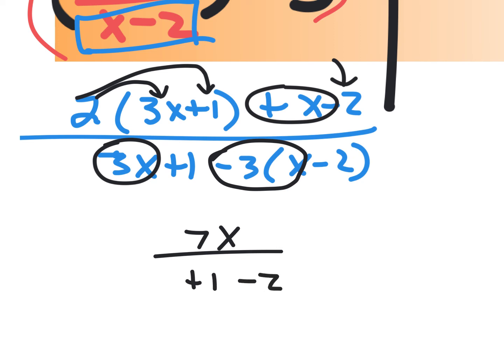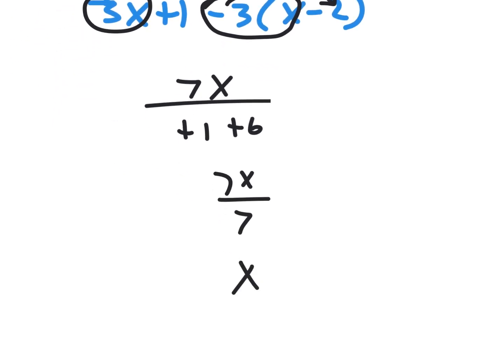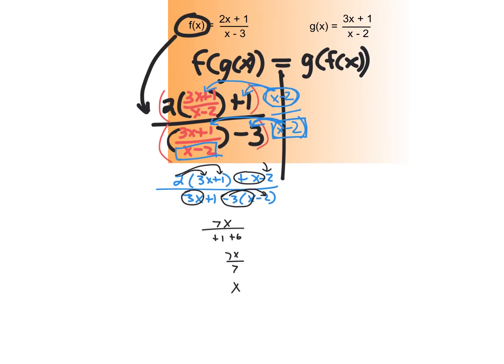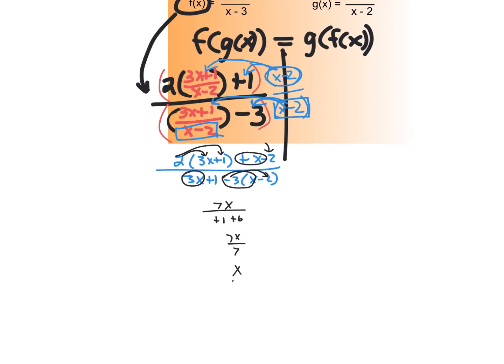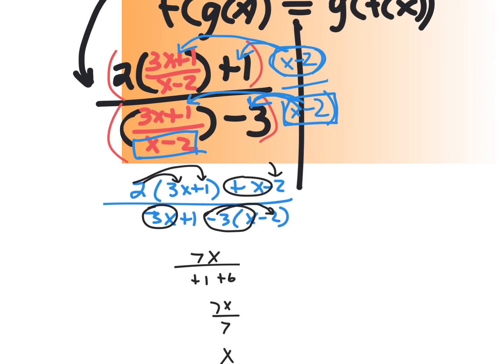Nope. It's plus 1 and plus 6. Because see how negative 3 times negative 2 makes positive 6. And then that's 7x over 7, and so it's x. Look at that. You should be proud of yourself to be in a math class that's that hard. Look at all of that complicated stuff, and it's simplified down to x. Is there any part of this that you want to ask me about? I'd be happy to help.